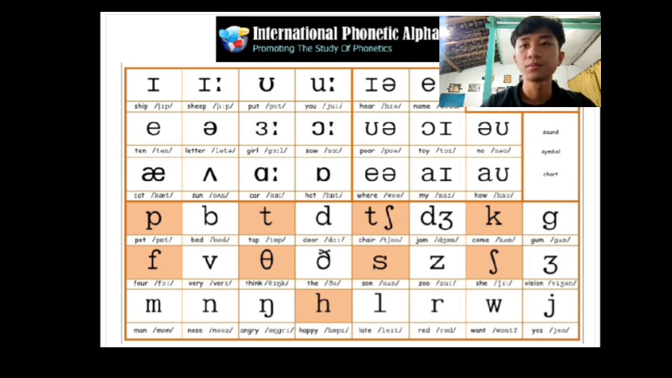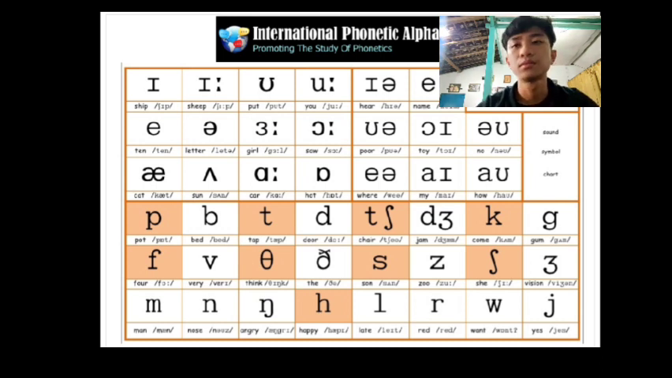Okay, next short vowel E, for example, ten. Next short vowel A, for example, letter. Okay, next long vowel E, for example, girl. Okay, next long vowel O, for example, show.